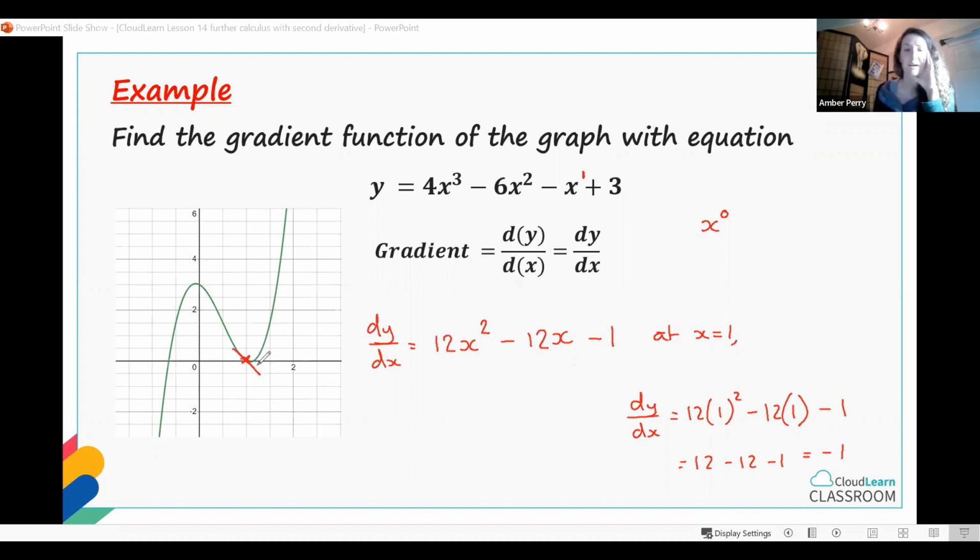And you could do that anywhere. You could substitute the value of 2 in. Now 2 is going to be really steep because it's obviously up there somewhere. So if I substituted 2 in, 12 times 2 squared is 12 times 4, which is 48. Minus 12 is 36, minus 1 is 35. So it's got a gradient of 35, which is very, very steep. And it will be just up here somewhere. So you can see how quickly that gradient has changed on that graph, just between x is 1 and x is 2.